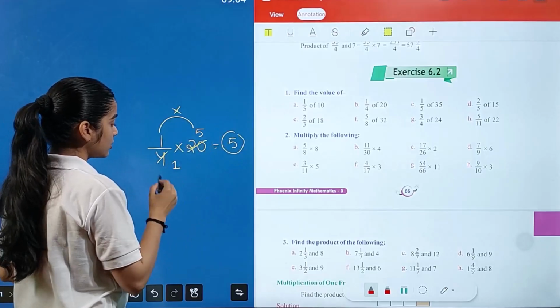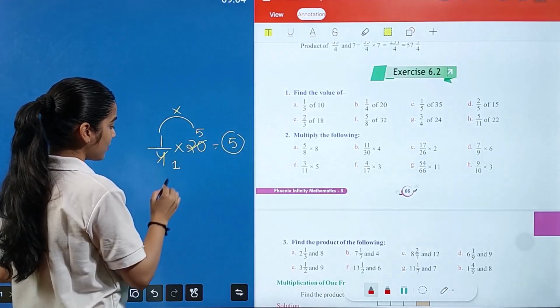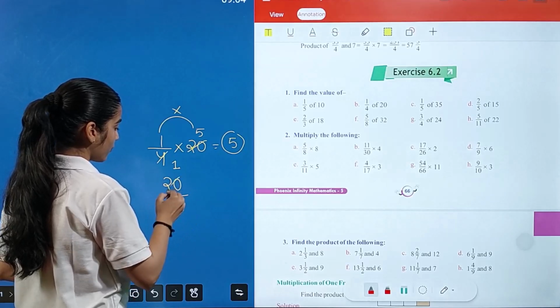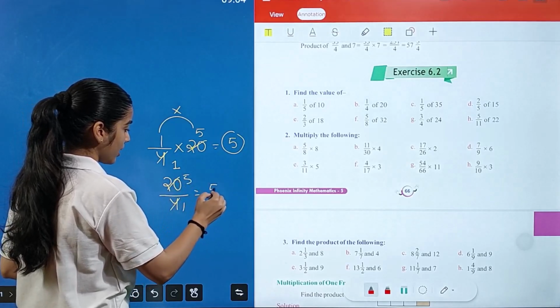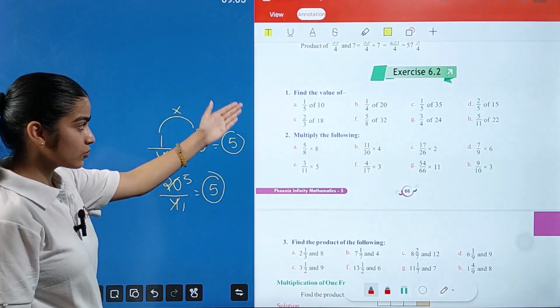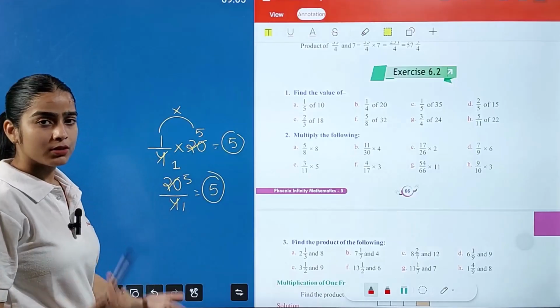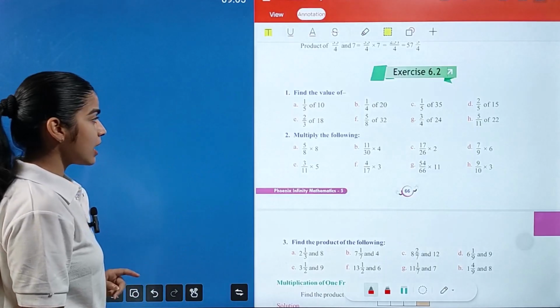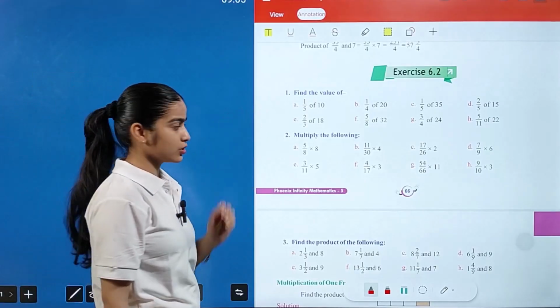Or you can also solve it like this: 1 multiplied by 20 is 20, divided by 4. 4 1s are 4, 4 5s are 20. So the answer will have the same 5. So you have two techniques to solve this question, and it's totally up to you which you feel is easy. You can opt for that and solve your question. The same process you have to repeat in the rest of the parts in question number 1.